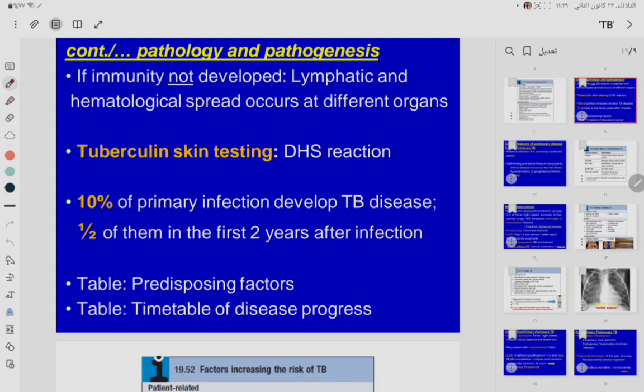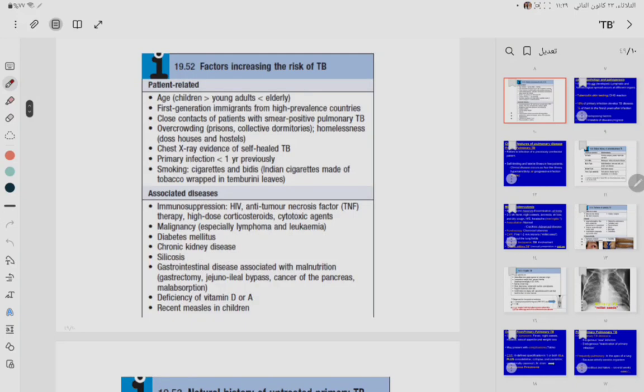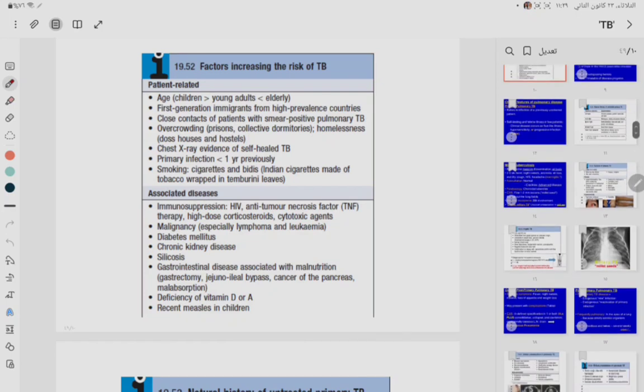Next. Factors that increase the risk of TB are the extremes of age, either too young or too old. We have to remember that. Also first-generation immigrants from high prevalence countries, for example South Asians who went to Europe. The first generation has the highest prevalence, then it comes down with their offspring.